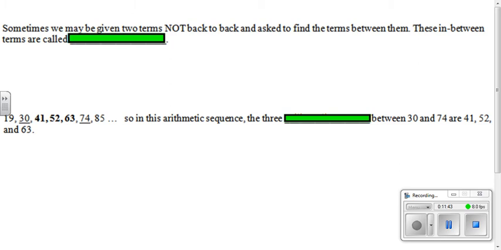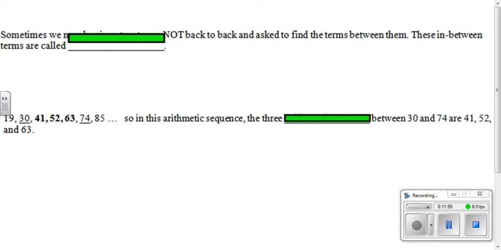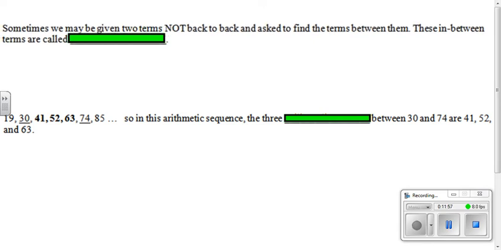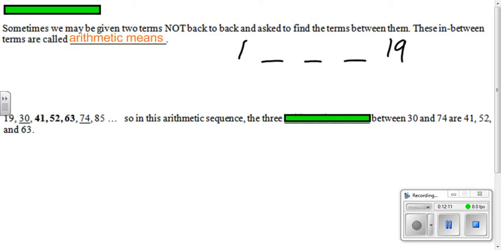Sometimes, when looking at our arithmetic sequences, we may not be given 2 terms that are necessarily back-to-back. We'll still be given 2 terms, but they won't necessarily be right next to each other. So we might have 1, blank, blank, blank, 19, and we need to find what these blank pieces are. These in-between pieces are called arithmetic means. So anytime we are asked to find arithmetic means, it's these blank pieces right here.